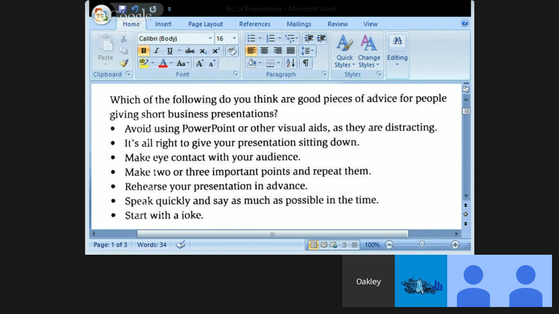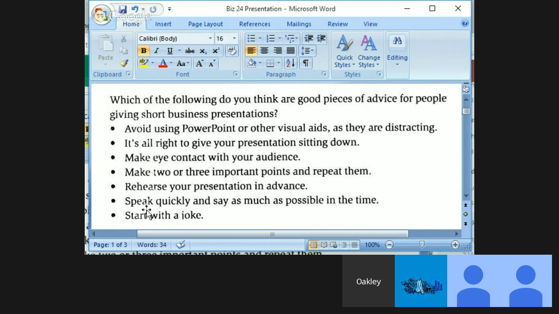Okay, moving on. Herman, next bullet point. Speak quickly. Speak with as much as possible in the time. Good advice? Terrible advice? Good advice.